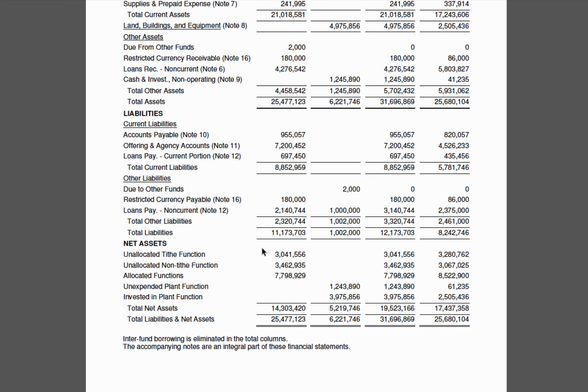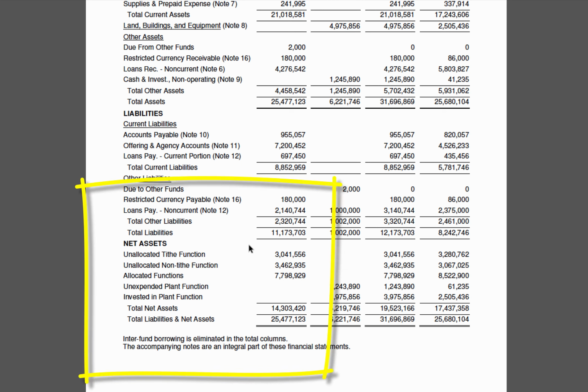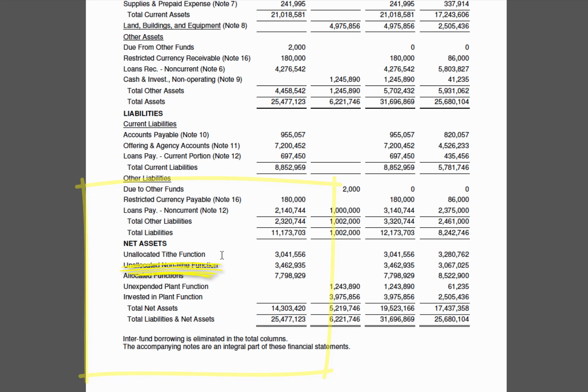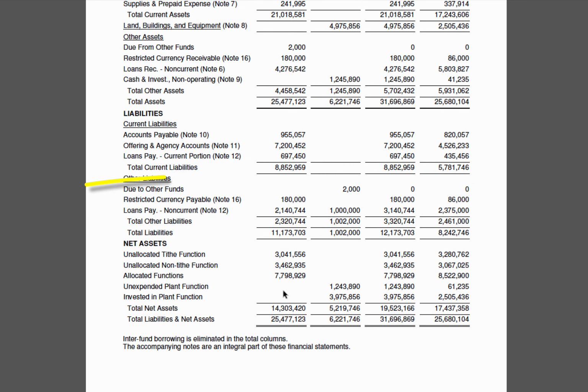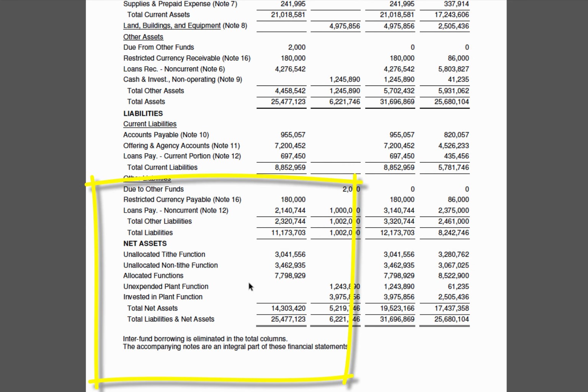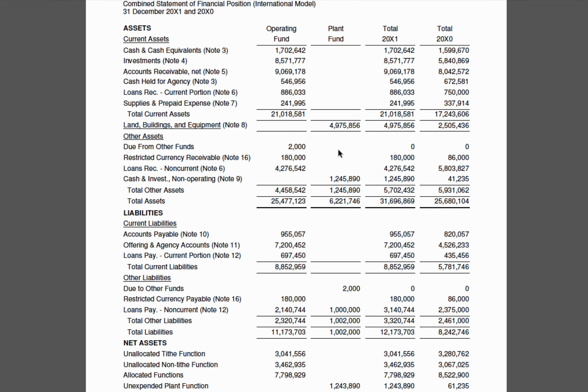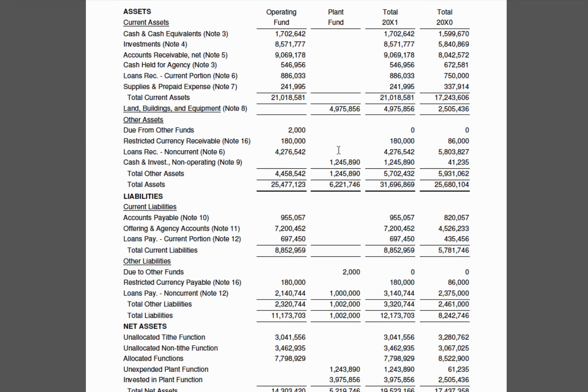And then we further break down the net assets in the Adventist world with functions. Every fund has its net assets, and the subparts of the net assets are in the Adventist world called functions. Okay, and then to add one little bit more confusion, the accounting manual has created this concept of sub-funds. It doesn't really exist hardly any other place I know of but in the minds of the accounting manual folks.